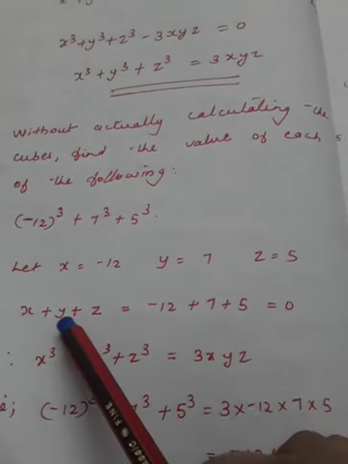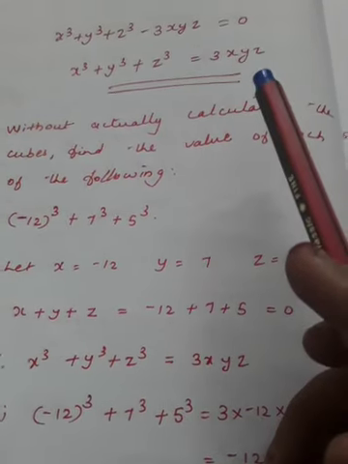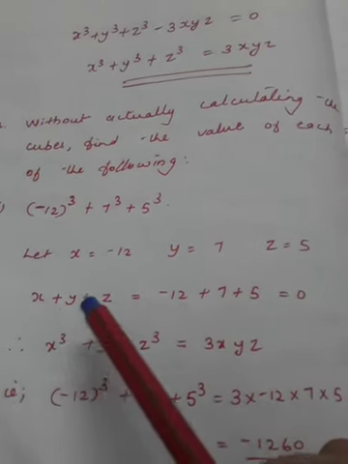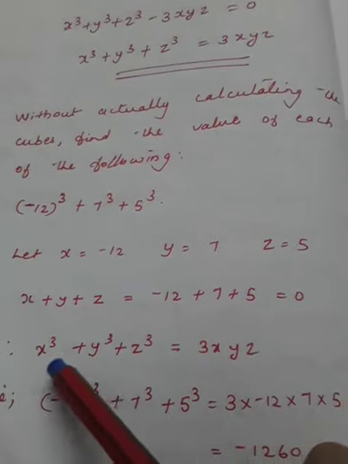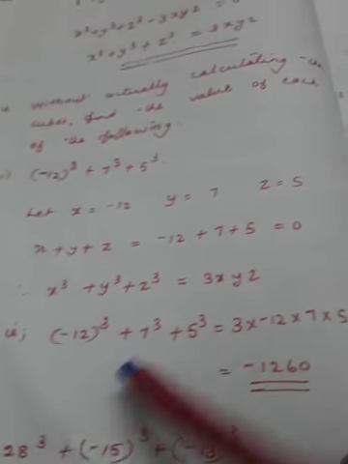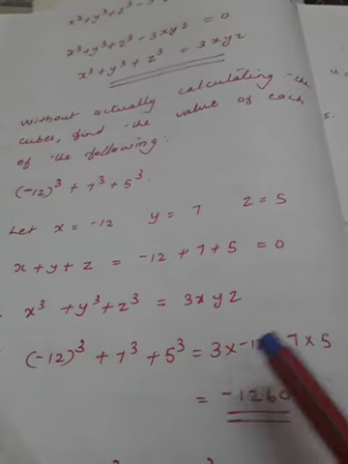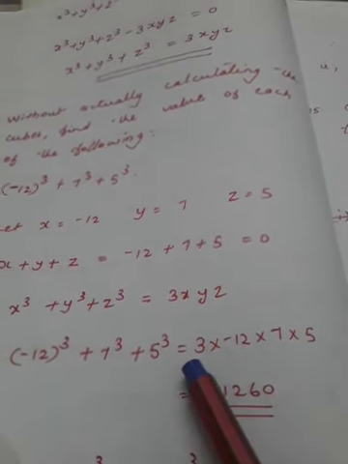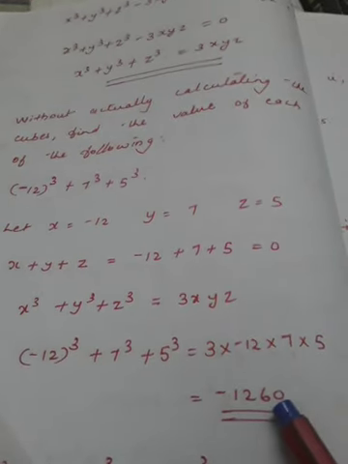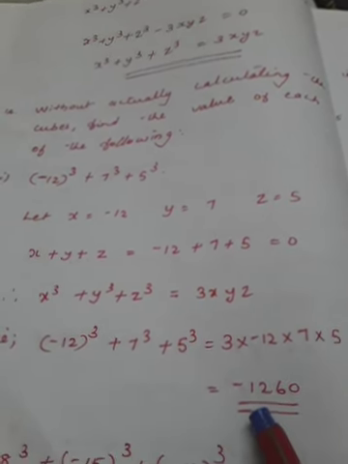So we get, as in the last question, x cube plus y cube plus z cube equals 3xyz if x plus y plus z is 0. So we can use this identity because here x plus y plus z is 0. So we can say x cube plus y cube plus z cube equals 3xyz. So here negative 12 cube plus 7 cube plus 5 cube equals 3 into x means negative 12, y means 7, z is 5. So multiply this, then what we will get? Negative 1260. Without doing the actual calculation of cubes, we get the answer.